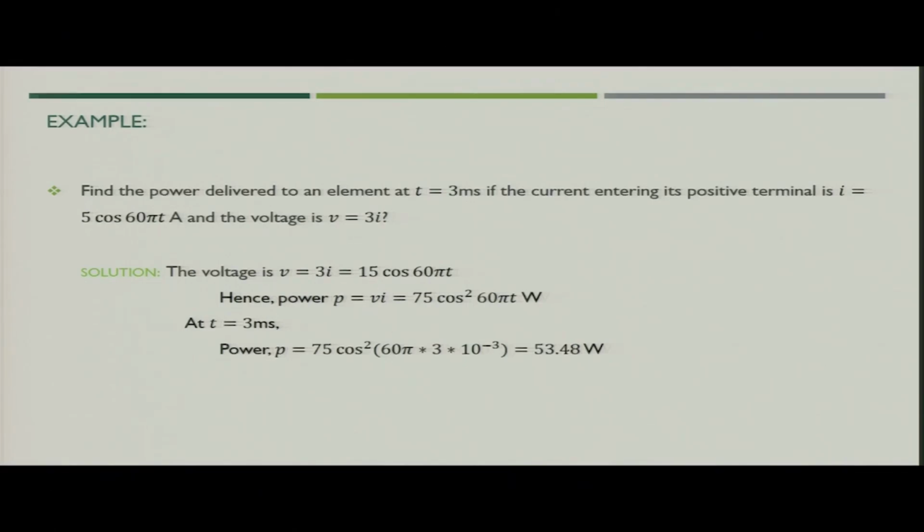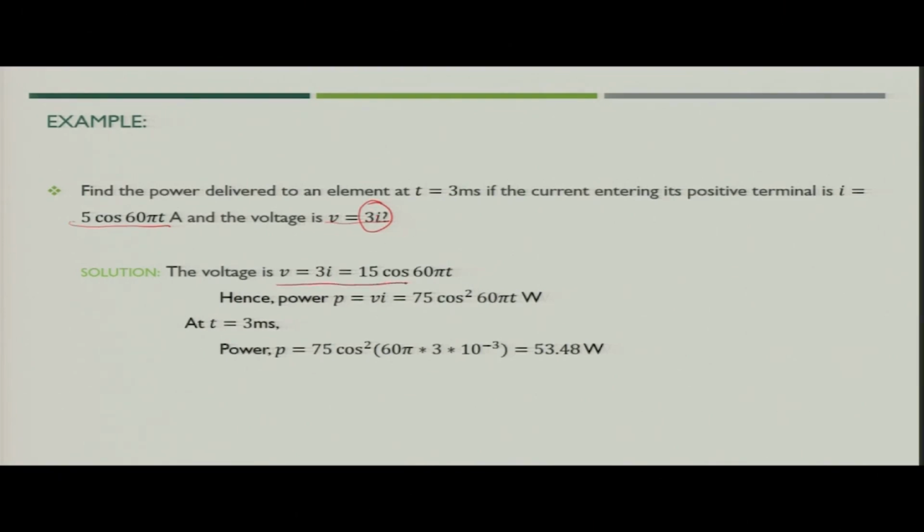Now, let us take another example. If you are asked to find the power delivered to an element at time t equal to 3 millisecond, if the current entering its positive terminal is i equal to 5 cos 60 pi t ampere and the voltage v is 3i. So, 3i means the voltage is depending upon the current. So, what you have to do?